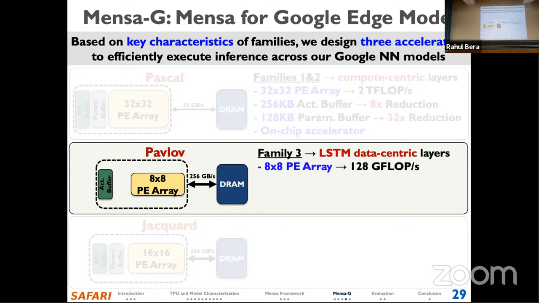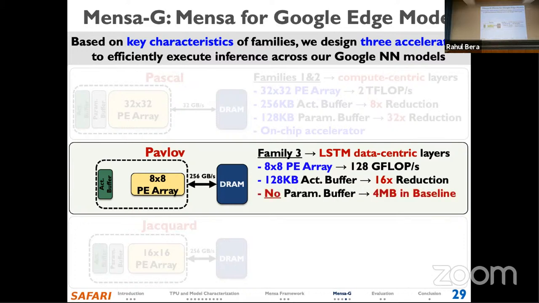At the same time, it has really low MAC intensity. So we only need an 8x8 processing element array, which achieves 124 gigaflops per second, and this is enough for the execution of LSTMs. It has a small activation buffer, again because of the low data reuse I just described, which is a 16 times reduction compared to the baseline TPU accelerator. And we remove the parameter buffer completely because there's no parameter reuse, or the parameter reuse is extremely low.